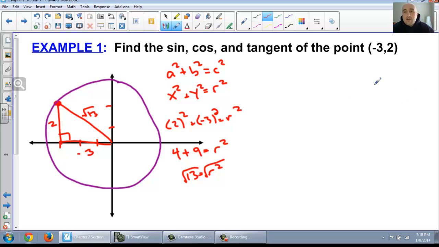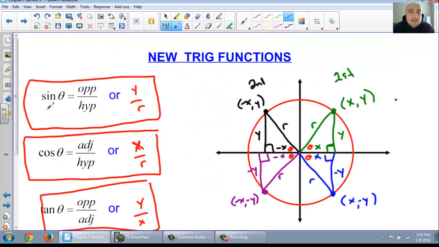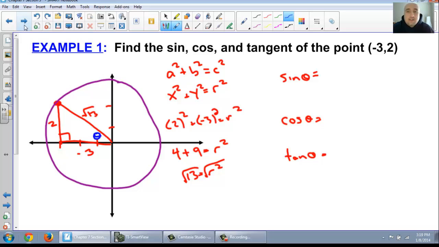So now we're going to find our sine of theta, cosine of theta, and tangent of theta. And remember, theta is the angle next to the origin. So it's right there. Let's go back to our sine, cosine, tangent. Remember, sine is y over r. Our y value is 2. Our r is root 13. So 2 over square root of 13. So let's get rid of that radical in the denominator right now. I think you guys are all pretty good at that. So I have 2 root 13 on top.